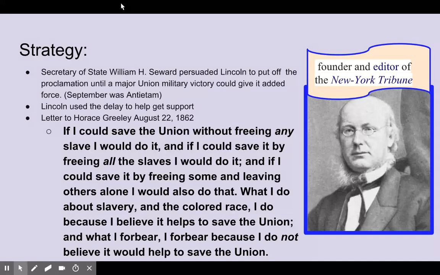And he wrote a letter to Horace Greeley, who was the founder and editor of the New York Times, actually spent some time as a congressman himself. And this was published. And this shows you that it's not just about human rights. A lot of it is just about military strategy.